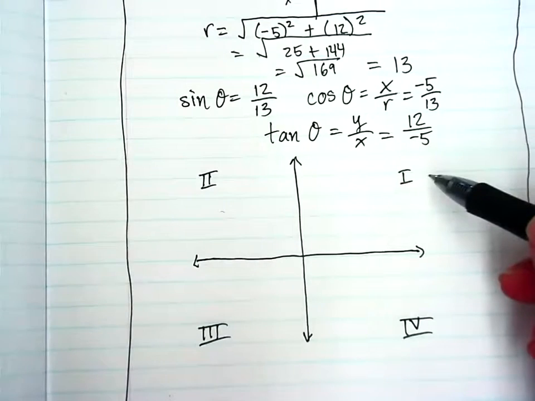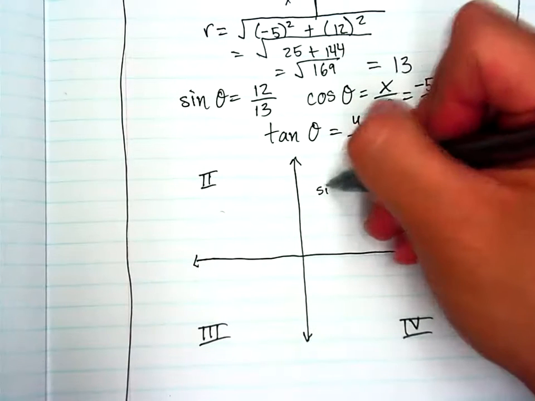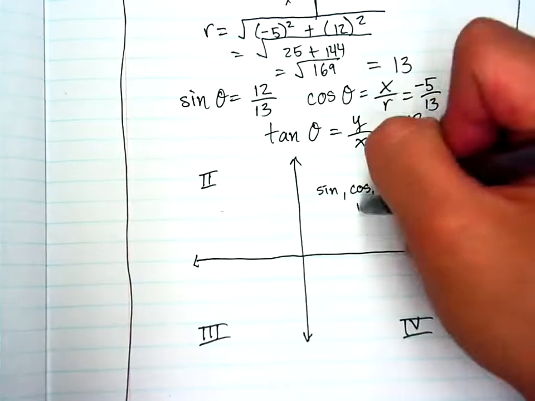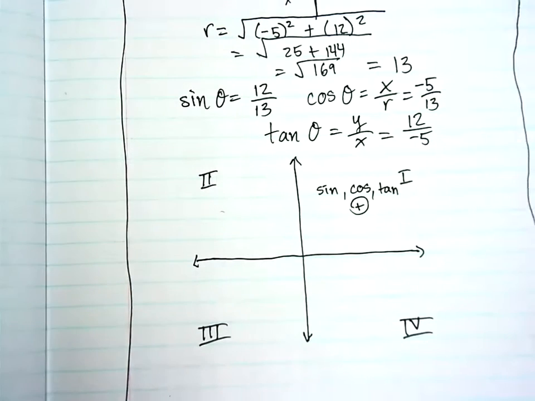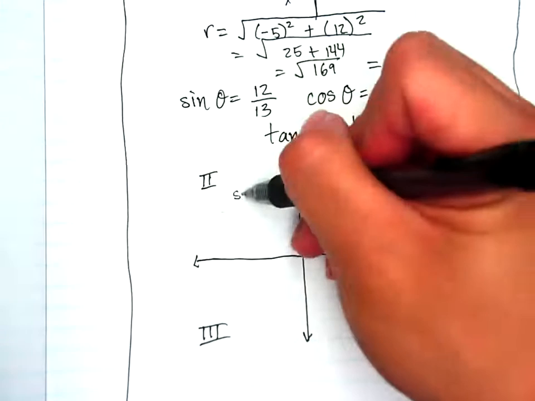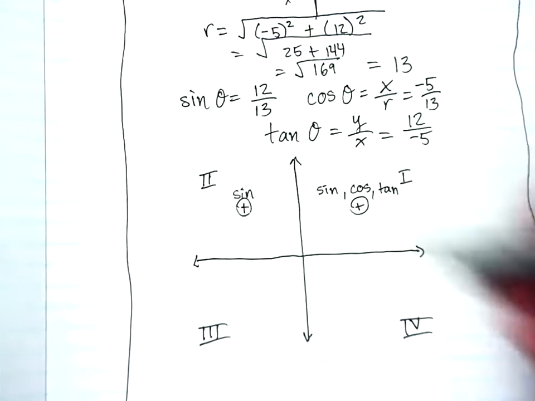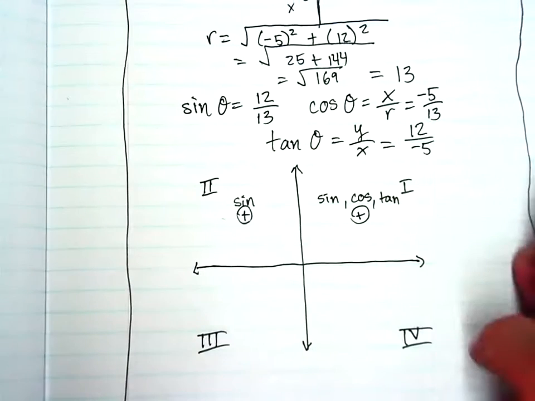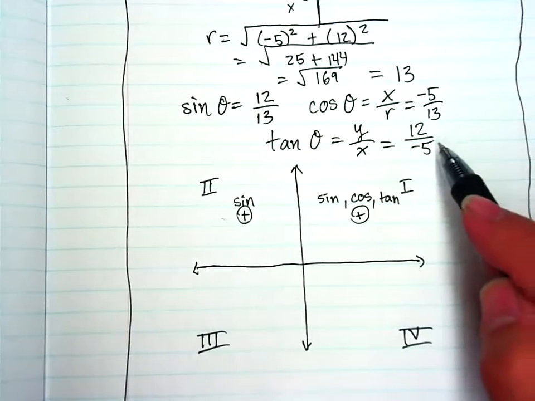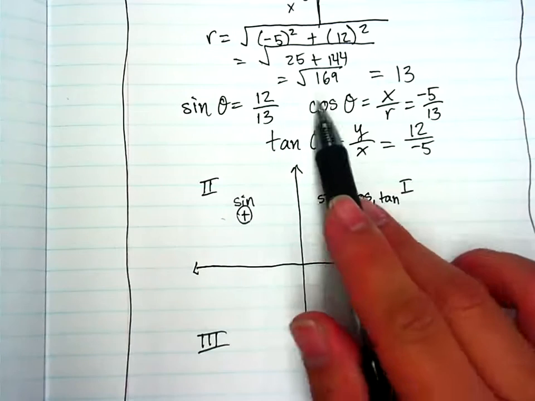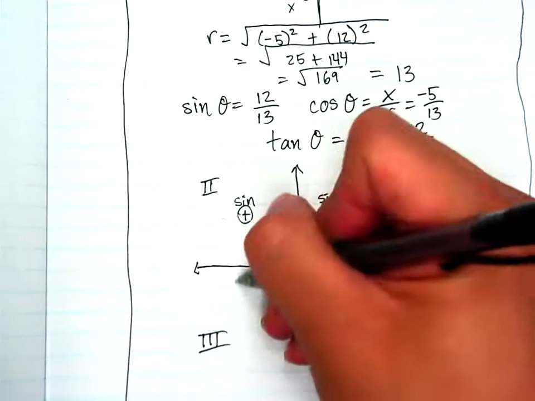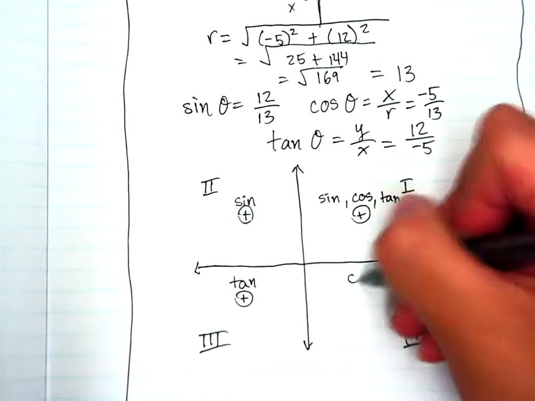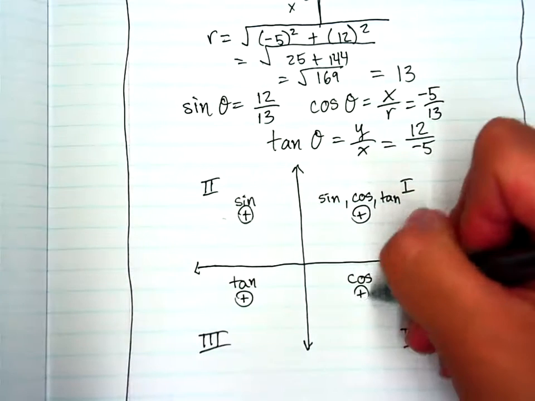In quadrant 1, sine, cosine, and tangent are all positive. In quadrant 2, only sine is positive. Cosine and tangent will have negative values. Okay, and that's actually seen right here. We have negative 5 over 13 and 12 over negative 5. And only sine was positive. Down here, only tangent will be positive. And down here, only cosine will be positive.